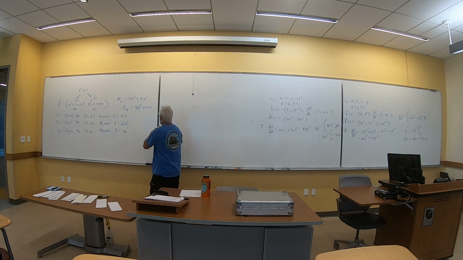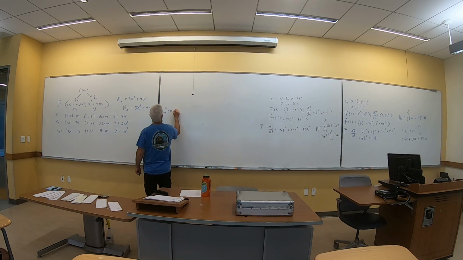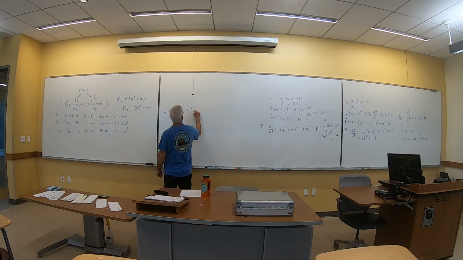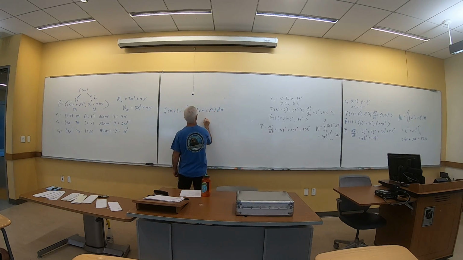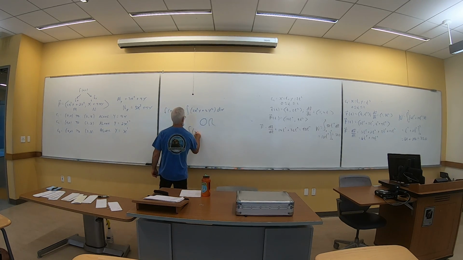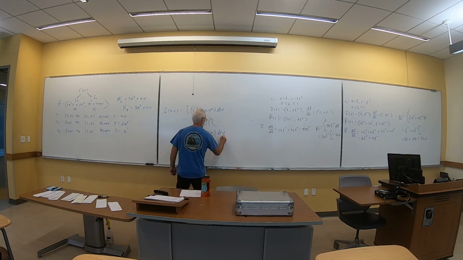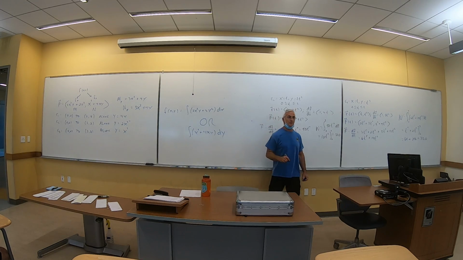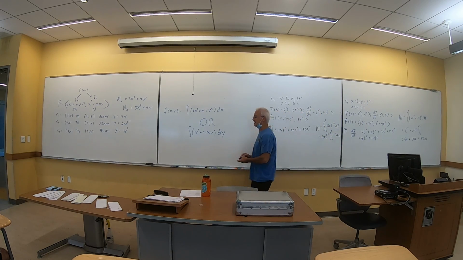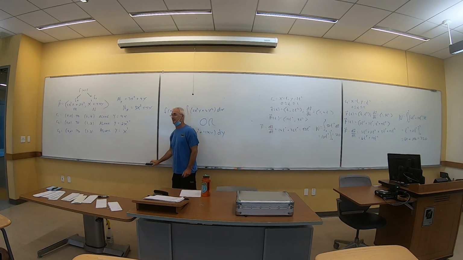So, f of xy equals the integral of 3x squared y plus 2y squared dx, or x cubed plus 4xy dy. You do one or the other, you do not do both. Not even as a check. You'll end up doing so much extra work that's unnecessary.